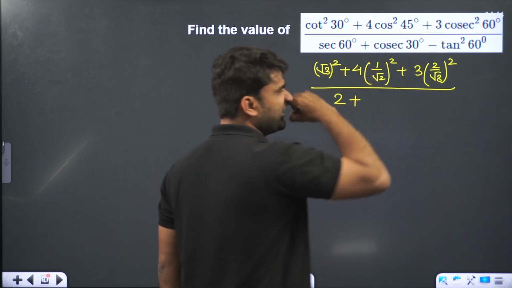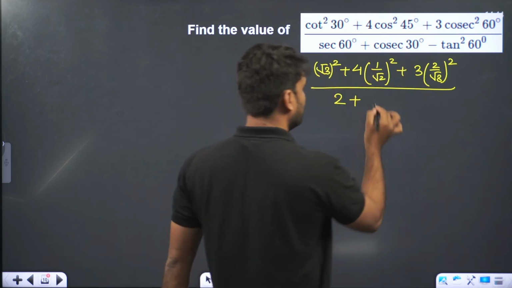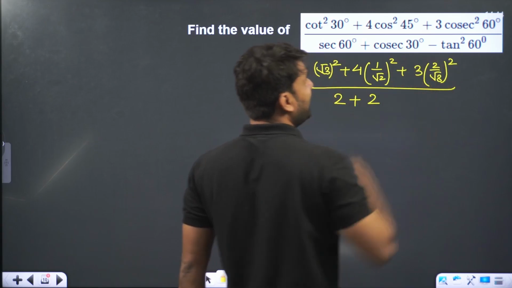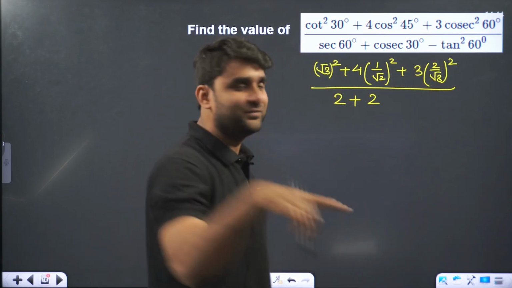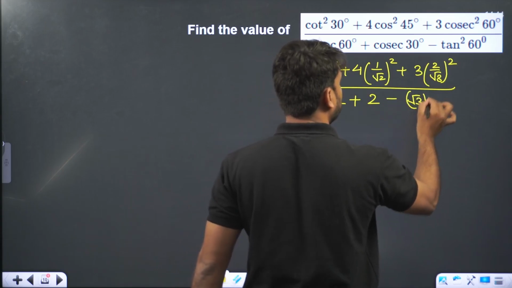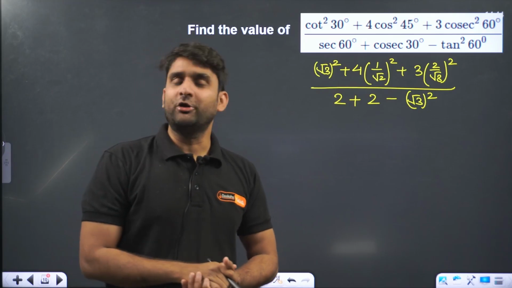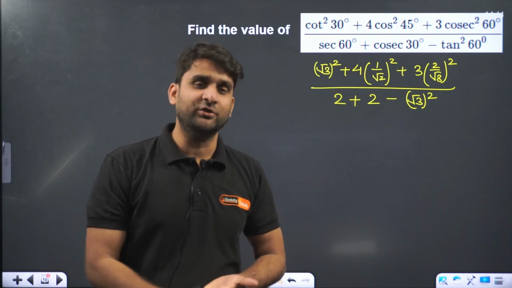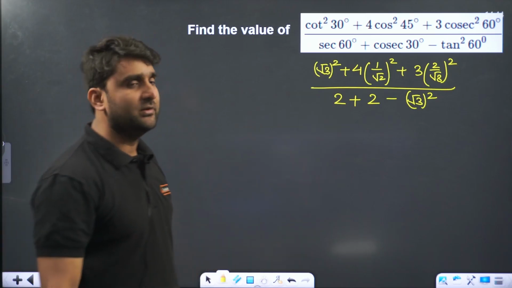Plus cosec 30. Sin 30 is 1 by 2. So cosec 30 will be 2. This is also 2. Tan square 60 degree. Tan 60 is root 3. But here is a square, so this will go root 3 whole square. So these are the values. Without the values of all the angles from that trigonometric table, you can't solve this question.